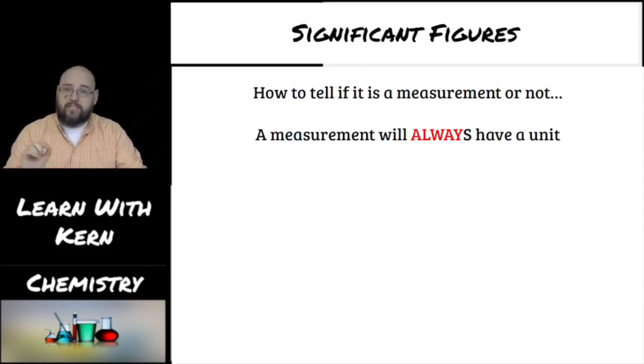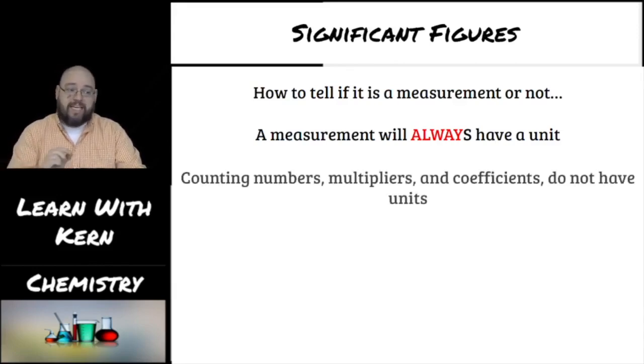Okay, so a measurement is always going to have a unit. Counting numbers, multipliers, and coefficients don't have units. So if I have 58.6 grams and I'm going to multiply it by 2, that 2 is a multiplier, so it doesn't have any units. My grams measurement is the one that's the measurement. The multiplying by 2 is not a measurement, it's just a multiplier. And the coefficients of our balanced chemical equations are numbers that do not have significant figures. They have an infinite number because we're going to ignore them.